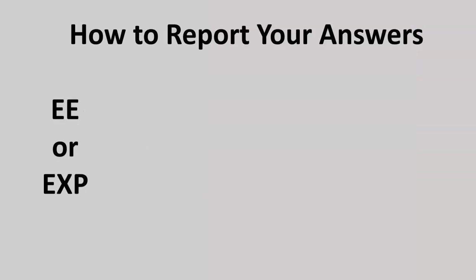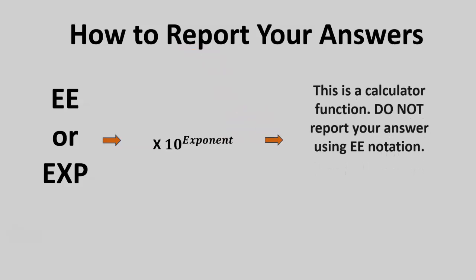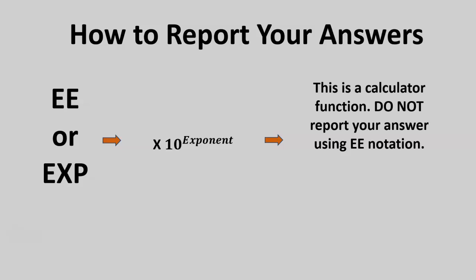So let's just talk about how to report your answers. I do keep stressing on the EE or the EXP button, but I really want to make sure that you understand your EE or your EXP actually means times 10 to the exponent. That's all it means. It's just easier to insert it into your calculator that way. But I also want to make sure that you understand this is a calculator function. You are not going to report your answers using EE notation. So your answer will never be 7 EE 23. Your answer will always be 7 times 10 to the 23.